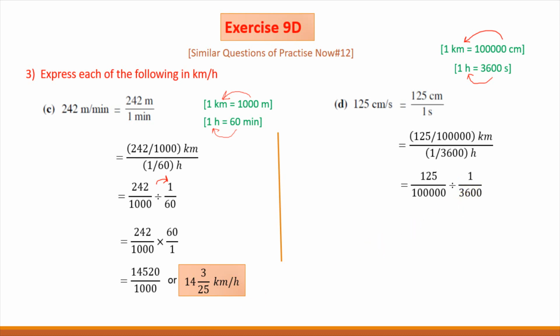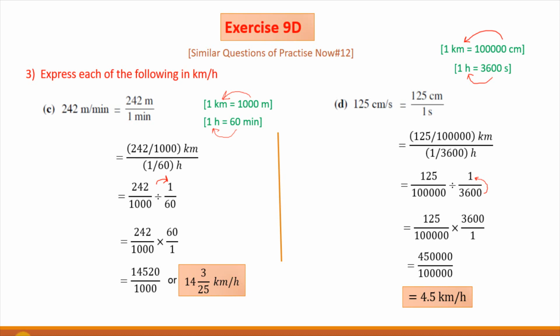Now as we have done earlier in the part C, here also we will change the sign of division into multiply, and that fraction will be reciprocal. So 3600 will be numerator and 1 will be denominator. Now you will multiply 125 into 3600 and 1 lakh into this one. Our answer will be 4.5 kilometer per hour. So that is the answer of part D of question number 3.